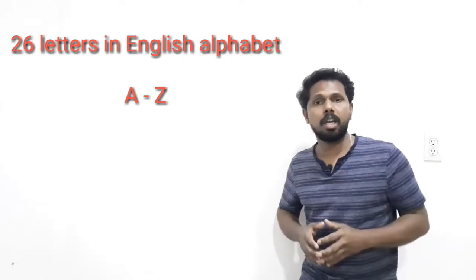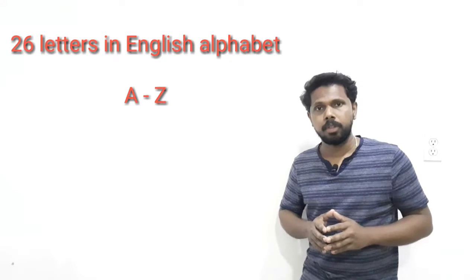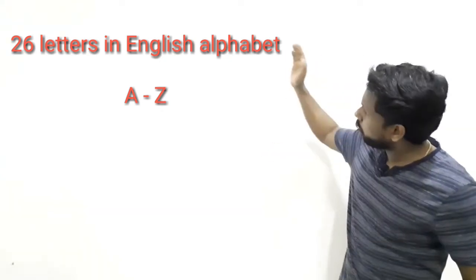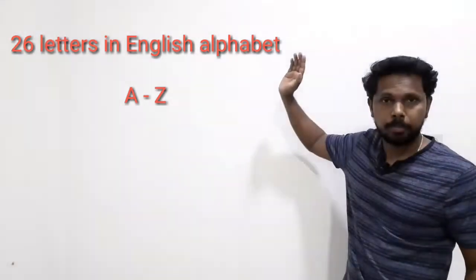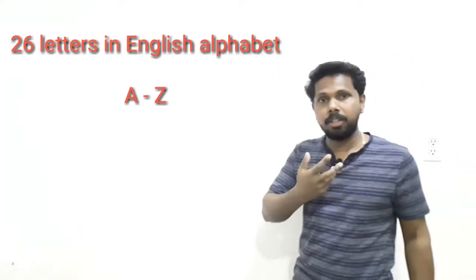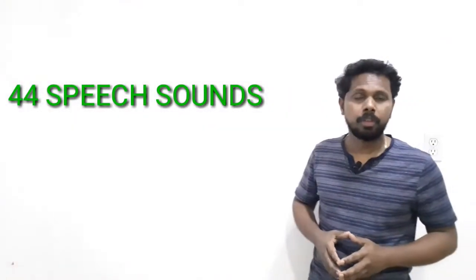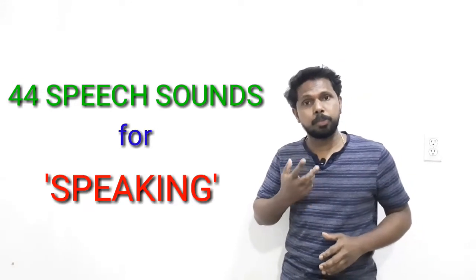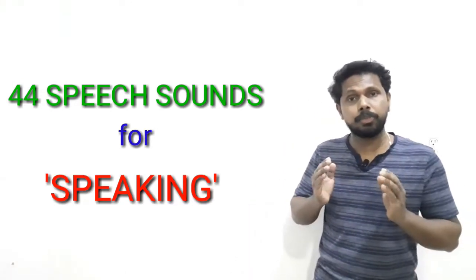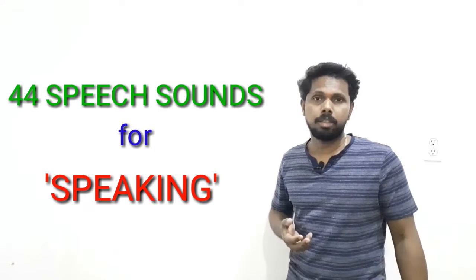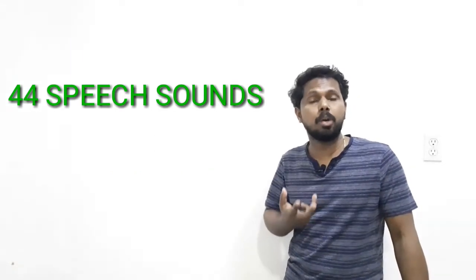We know that in the English alphabet, we have 26 letters, and we use these 26 letters for writing. But if you want to speak English, do you know how many speech sounds we require? We need 44 speech sounds, and these 44 speech sounds are used for speaking English. That means we need that many sounds to pronounce the English language.